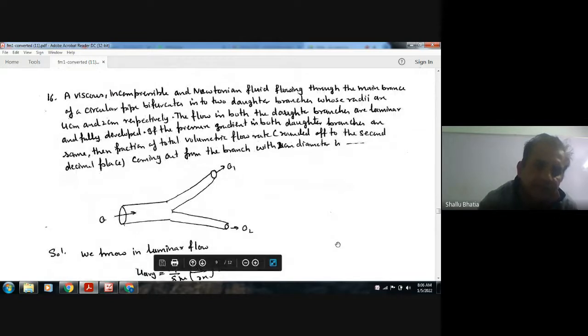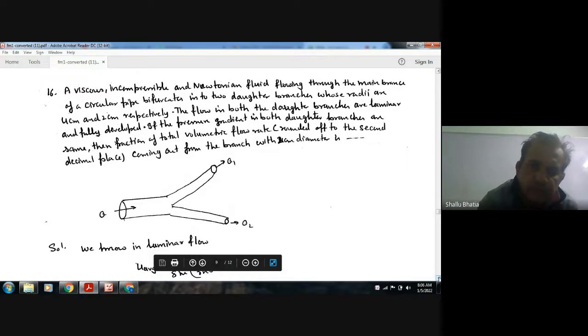Next, a viscous incompressible Newtonian fluid flowing through the main branch of a circular pipe bifurcates into two daughter branches. This is the main one, and these are the two daughter branches, whose radii are 4 centimeter and 2 centimeter respectively. The flow in both the daughter branches is laminar and fully developed.